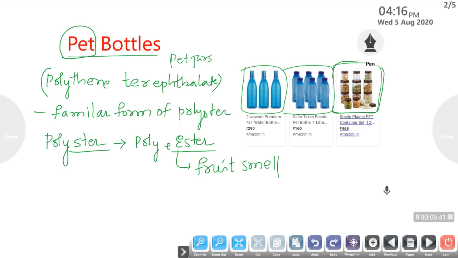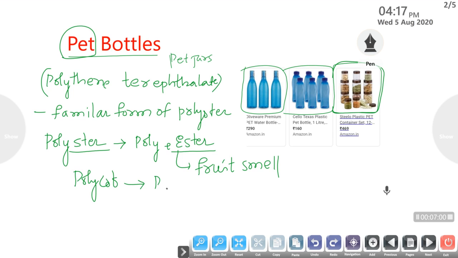So esters are the chemical substances used in polyester. They give a fruit smell to the items. Okay, next thing. In fabrics we are using polycot. Polycot is a fabric material.